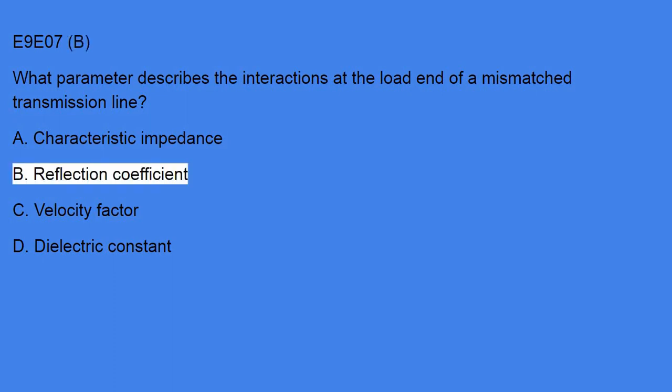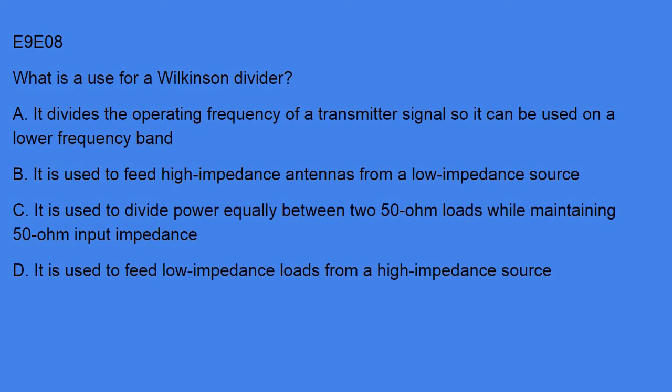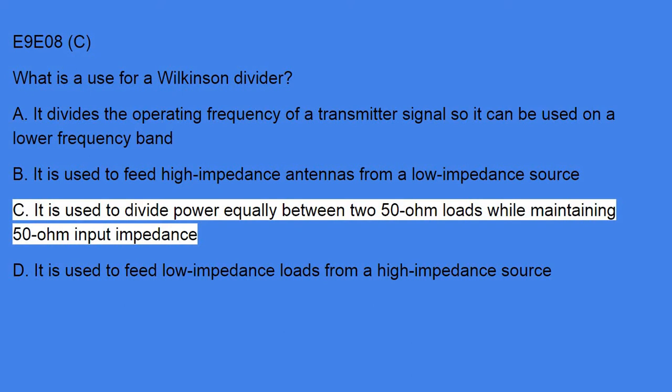E9E07, what parameter describes the interactions at the load end of a mismatched transmission line? Reflection coefficient. E9E08, what is the use of a Wilkinson divider? It is used to divide power equally between two 50 ohm loads while maintaining 50 ohm input impedance.